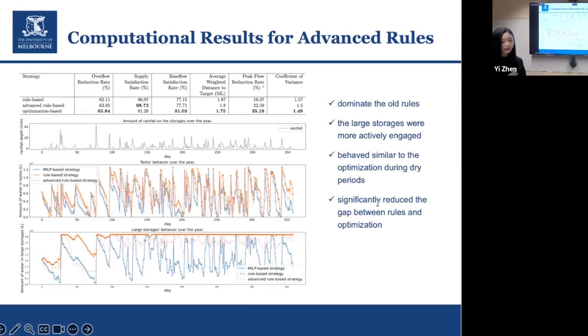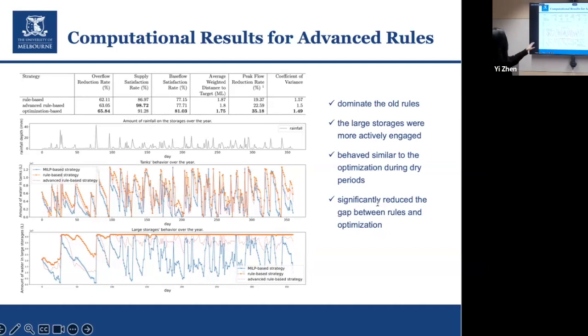And we now compare the performance of the old rule-based, the advanced rule-based, and also the optimization-based strategies using the same evaluation metrics as before. And we can see that the performance of the advanced rule-based strategy actually dominates the performance of the old rule-based. So it managed to achieve a much higher supply satisfaction rate without harming the other objectives.